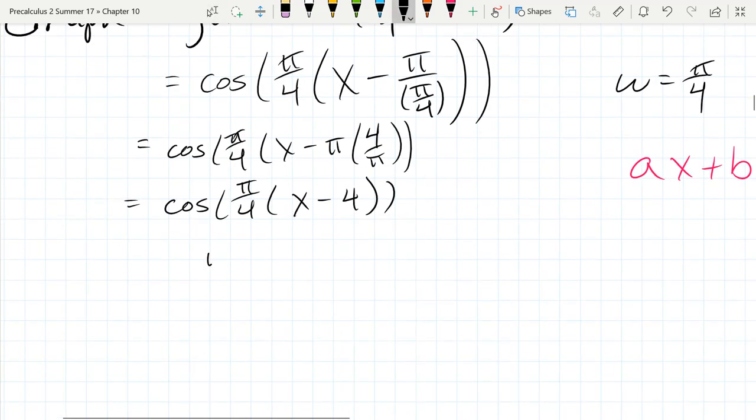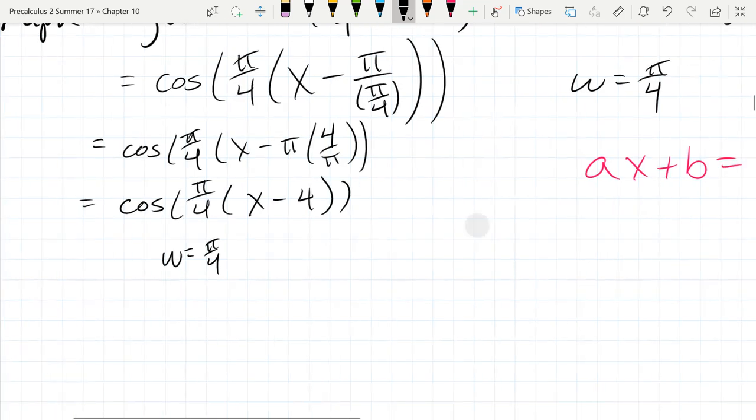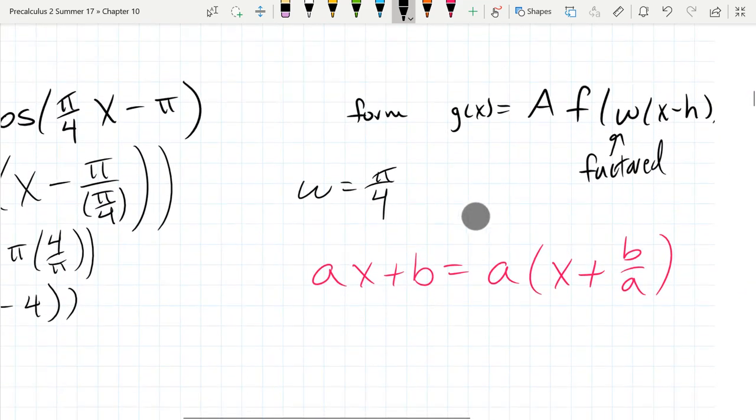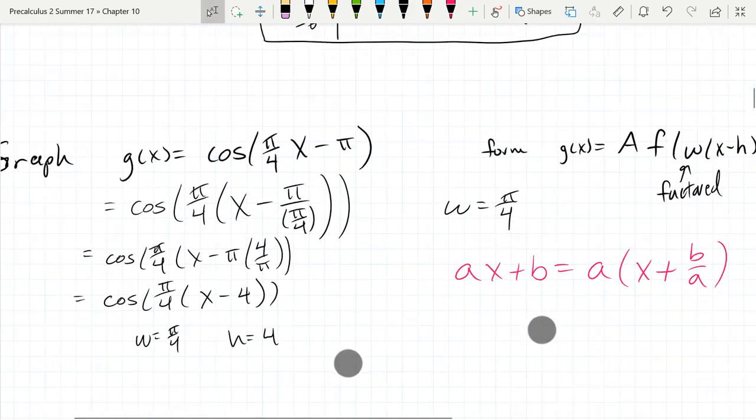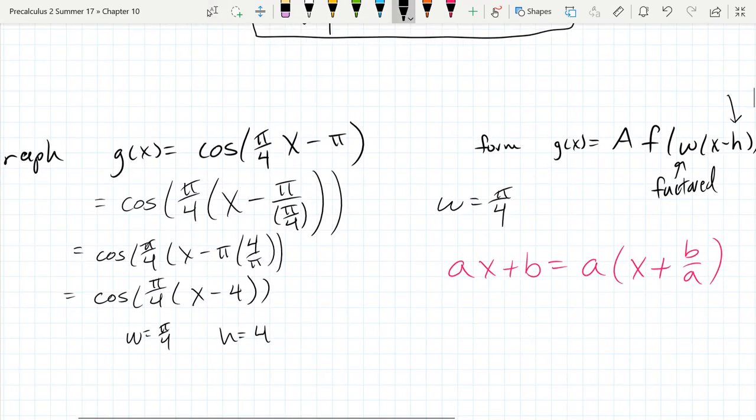So this, our w is pi over 4, and we are using h for the horizontal shift. Now it looks like h is negative 4, but because it's x minus h, you can see that on the right side here is x minus h. H is actually positive 4. If you want to think back to precalculus shifting, x minus 4 means shift to the right 4.